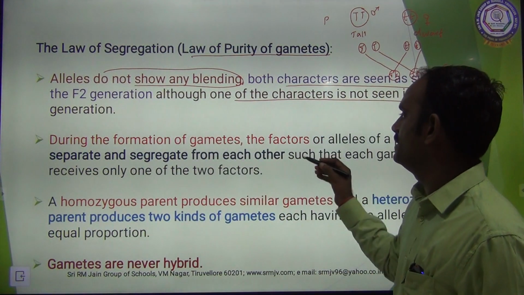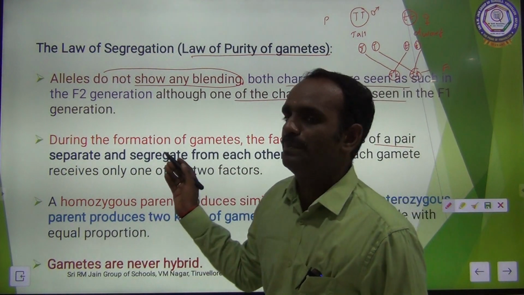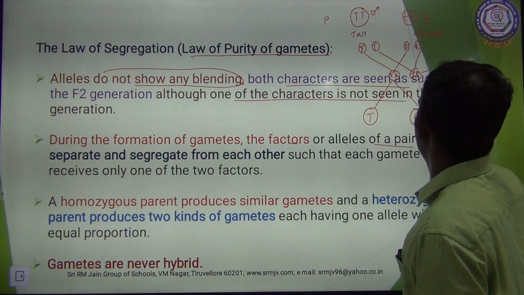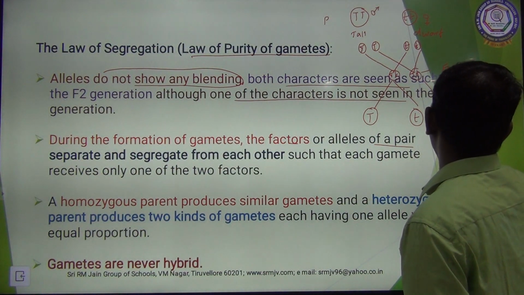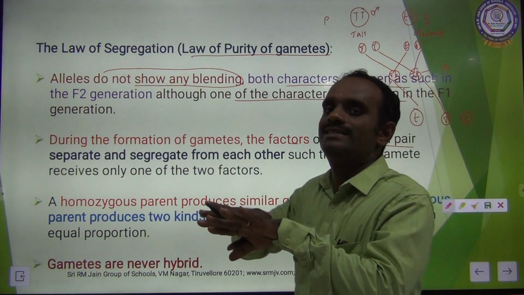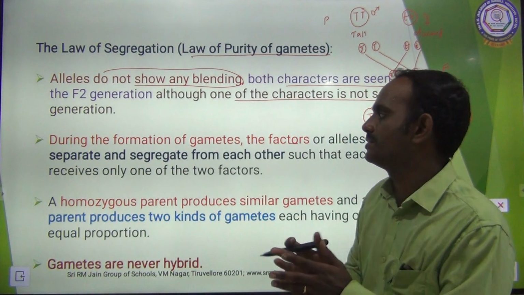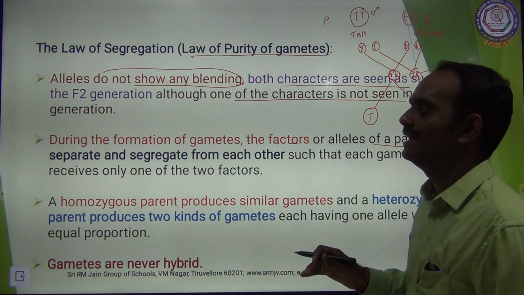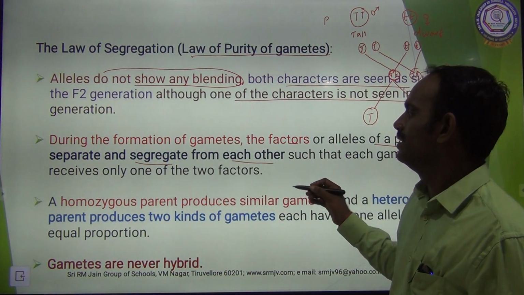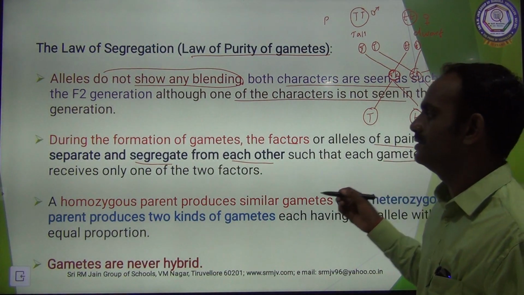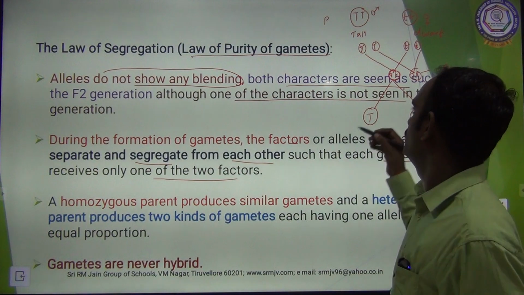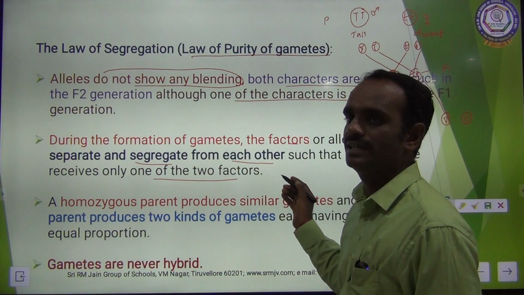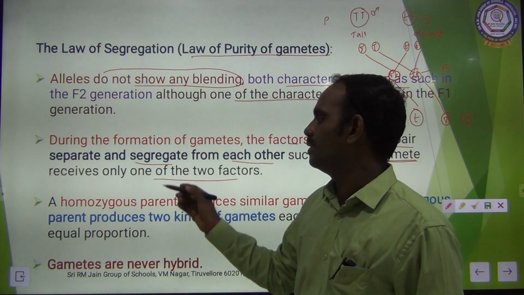During the formation of gametes, the factors or alleles of a pair separate and segregate. So this gives capital T and small t. This also changes into capital T and small t. The gametes are always separate and segregate; they will not fuse. During the formation of gametes, the alleles of a pair separate and segregate from each other, such that each gamete receives only one of the two factors.